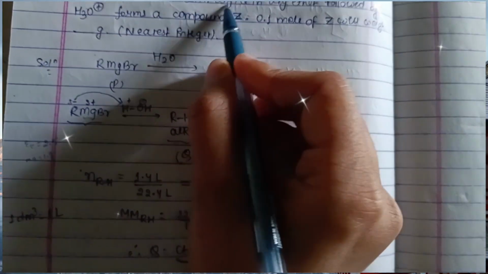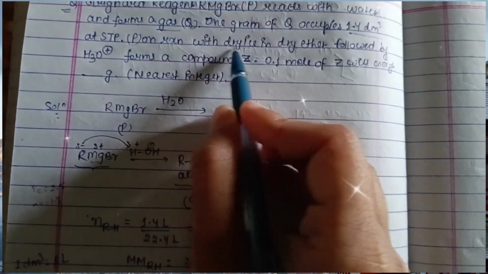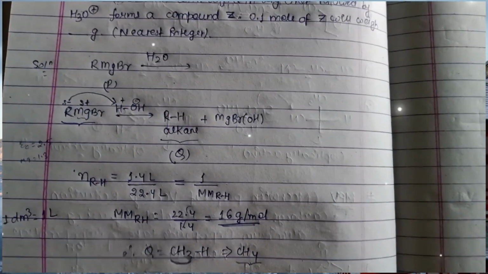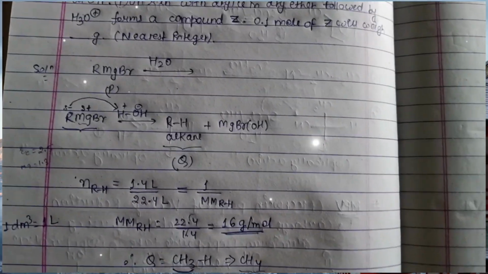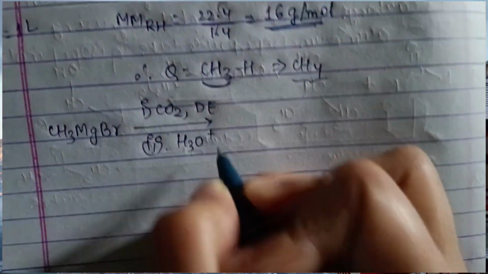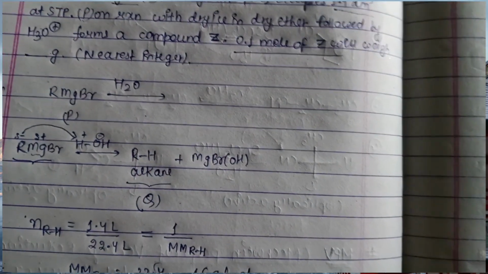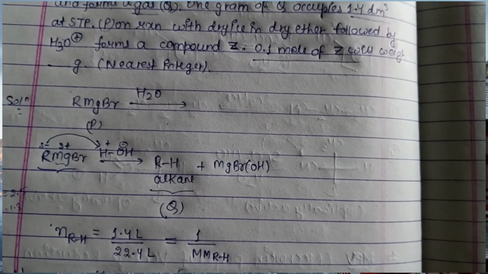Further in the question, it is said that P on reaction with dry ice, meaning CO2, in dry ether followed by hydrolysis, meaning H3O+, gives 0.1 mole of Z, and we have to calculate the weight of this.